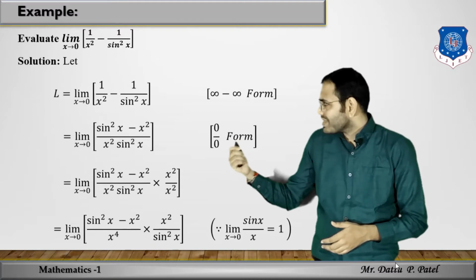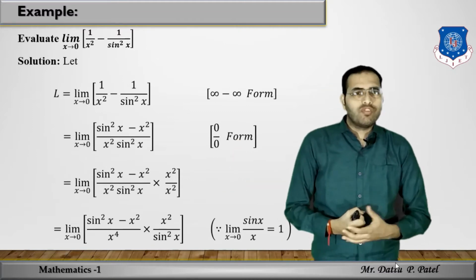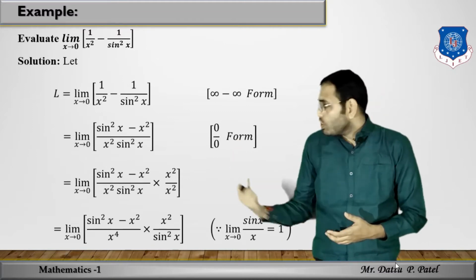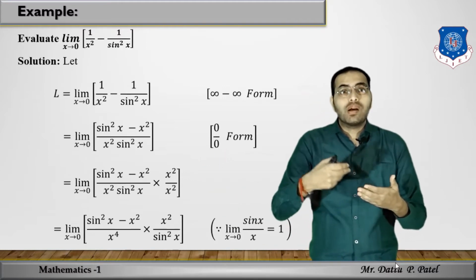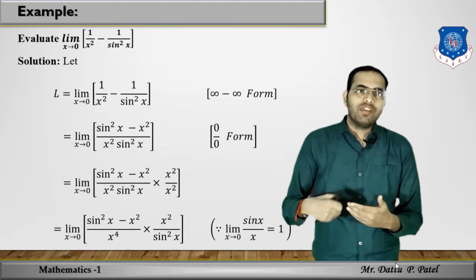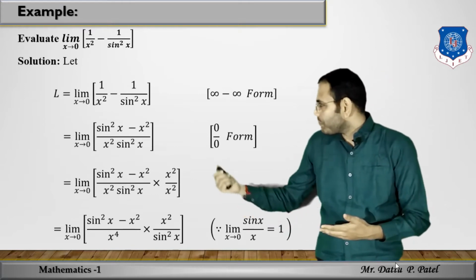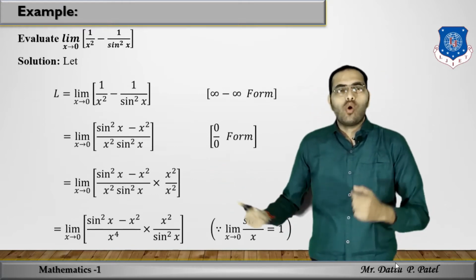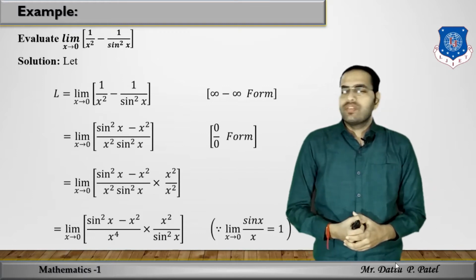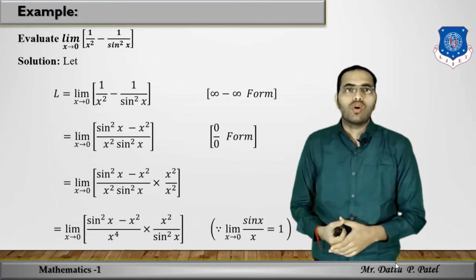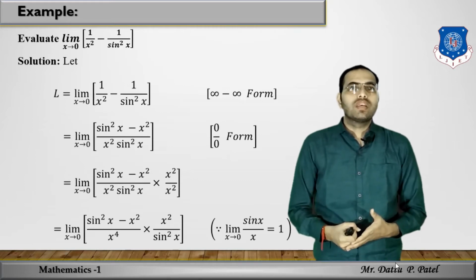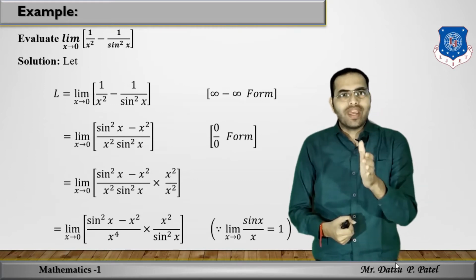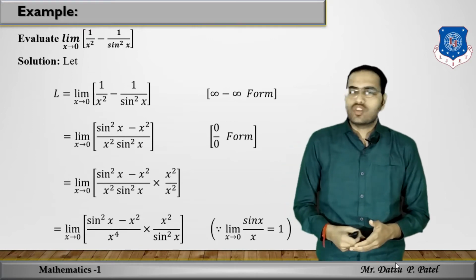Here the denominator portion has sine square x, which is in product form. If in the denominator portion we apply the product rule, then our sum becomes very lengthy. So for simplification, multiply and divide only the denominator portion with x square, then it becomes limit x tends to 0, with sin x by x being 1, so our term becomes limit x tends to 0 of sin square x minus x square upon x raised to 4.